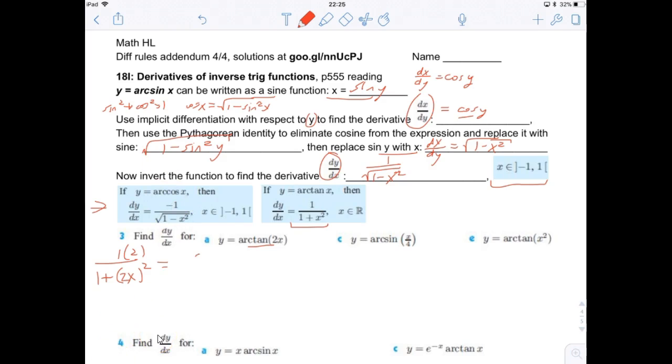I can simplify it a little bit. I'll put 2 on top, and then on the bottom I'll have 1 plus 4x squared. Okay? Alright, let's look at C.